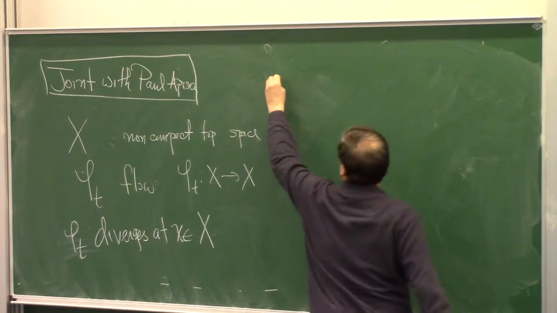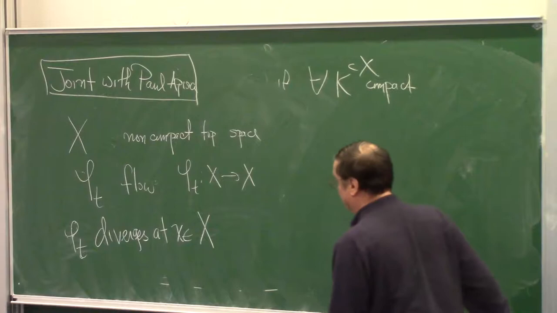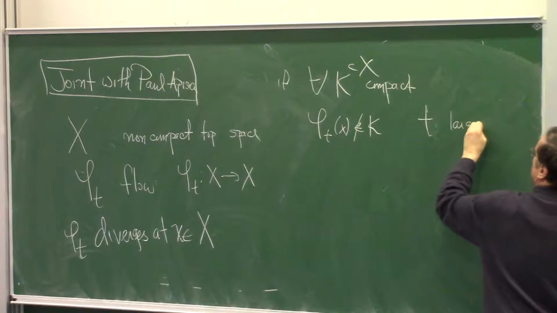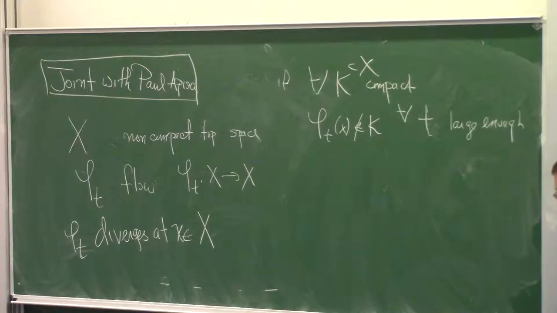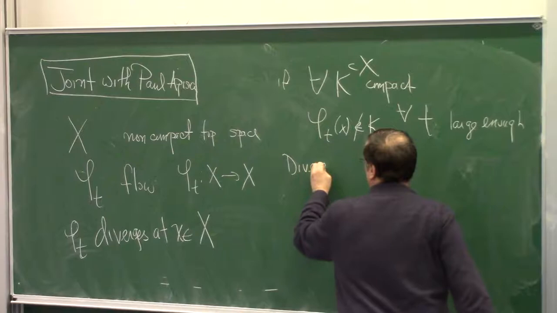if you take any compact set K, eventually for large enough T, phi sub T of X is outside of K, for all T large enough. Okay, so eventually it leaves every compact set. A slightly less common notion, which is in the title, is diverges on average.